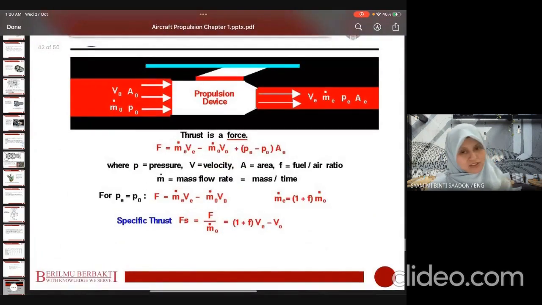Okay. This is the most important parameter, which is thrust force, thrust power, thrust. This is the main performance parameter for aircraft propulsion. In order to evaluate the performance of an aircraft, one of the parameters that we use is thrust. So thrust is a force, but thrust also can be used in terms of power, in watts. But here it is a force.